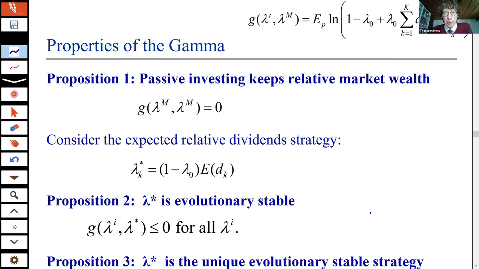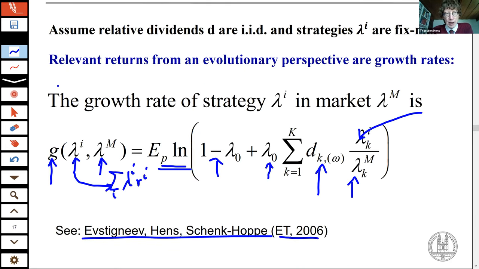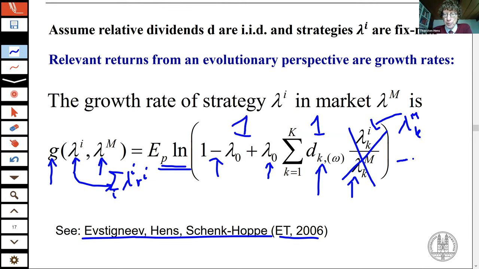Okay, so what are properties of these local growth rates, the Lyapunov functions? So first of all, a passive investment keeps your relative wealth. So let's check it. If your lambda I is equal to the market, if you're doing an indexing strategy, then lambda I is equal to the market strategy, lambda M. So what happens in this passive allocation? In that case, this thing cancels. The relative dividends, they add up to one. This is the definition of relatives. And then you have one minus lambda plus lambda. Again, this adds up to one. And the logarithm of one is zero. So this is the first result. You see, okay, we can do passive investing and we will survive.